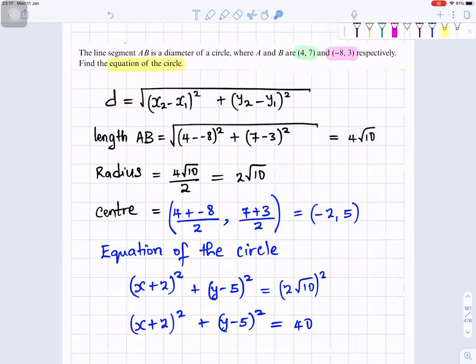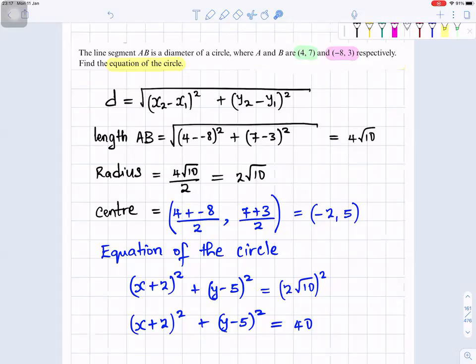Now, that distance between A and B is the diameter of the circle from the question. That equals the diameter. So to get the radius, radius is diameter divided by 2. So this is the diameter. You divide the diameter by 2, you get the radius. So that equals the radius.